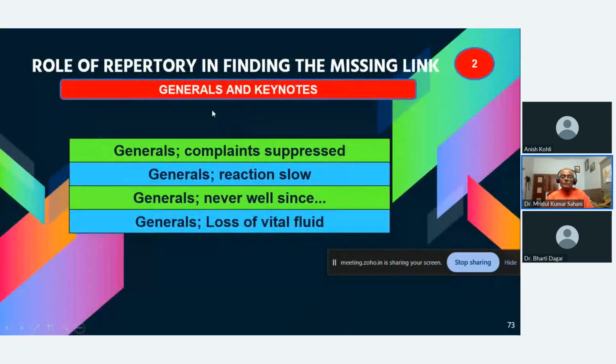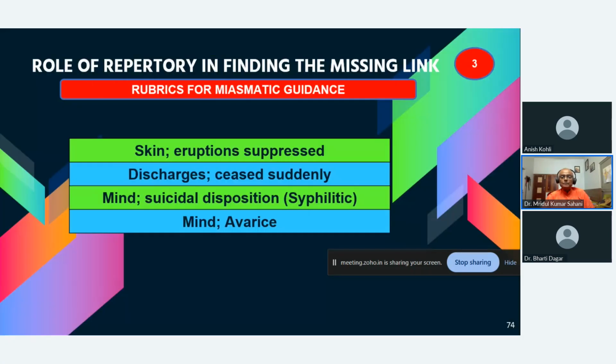Then generals and keynotes, like reaction to the environment, reaction to heat, reaction to conditions, loss of vital fluid, loss of vitality, hot and cold remedies. All these factors are very important. Rubrics for miasmatic guidance, like skin eruptions, discharges, mind, suicidal dispositions, syphilitic, avarice. These are the rubrics that will guide you towards the miasm.